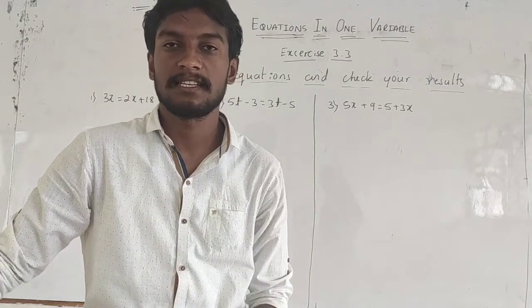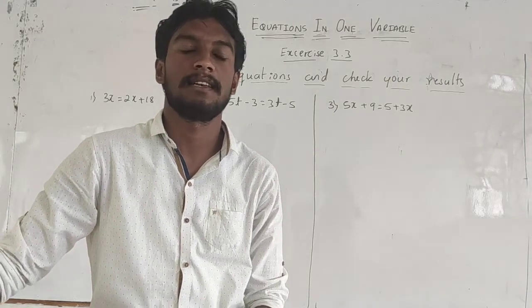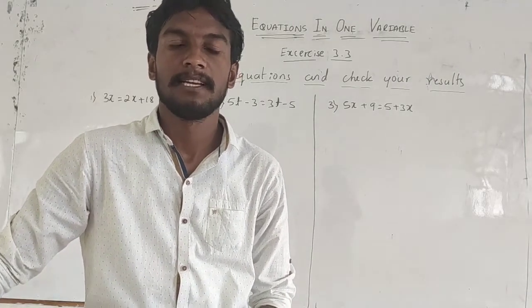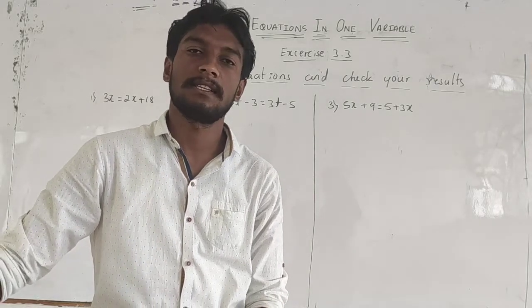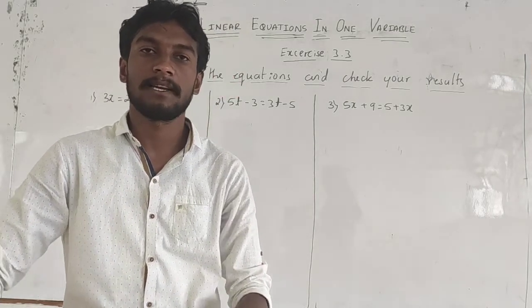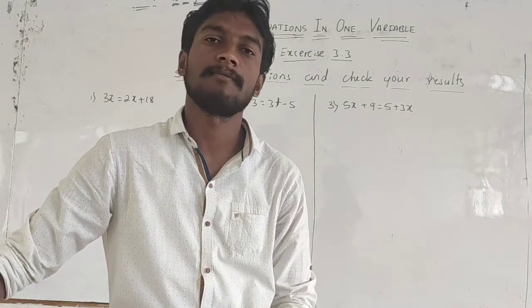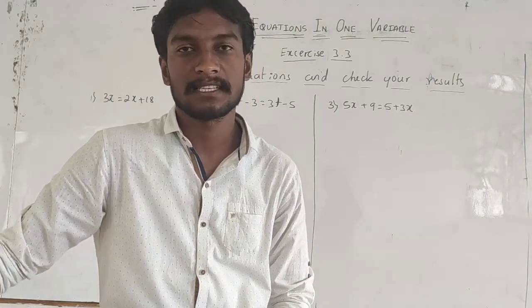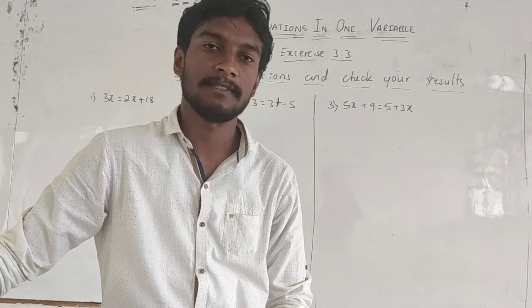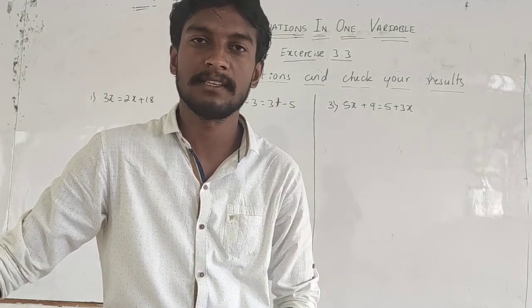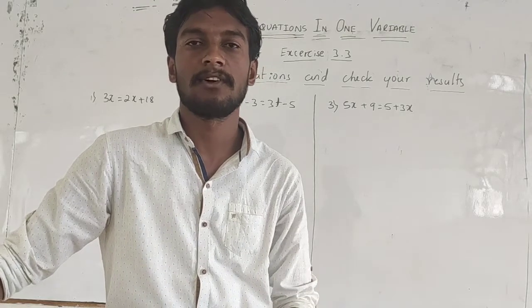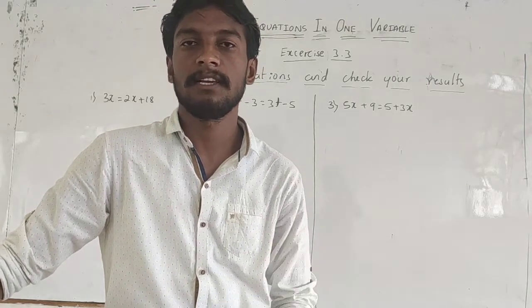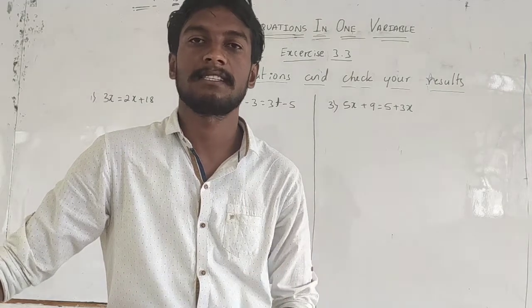In the last session we were discussing the chapter linear equation in one variable. In that chapter we have already solved two exercises. In the first exercise you solved how to find the value of the variable, the simple problems. And in the second exercise we solved verbal problems. It means they gave you statements and using those statements you formed the equation, then you solved it and got the value of the variable.